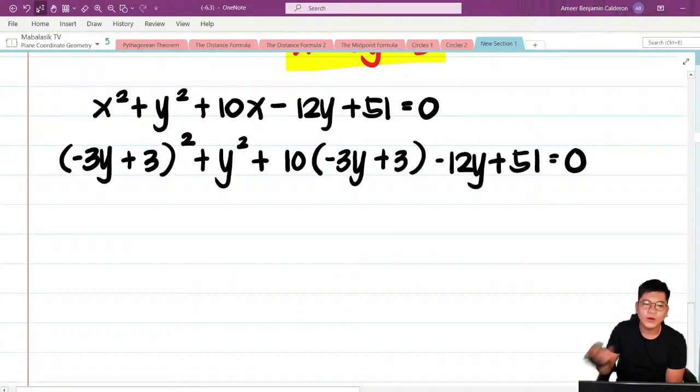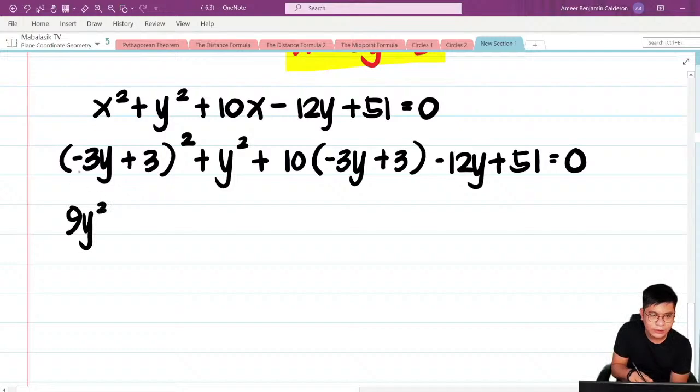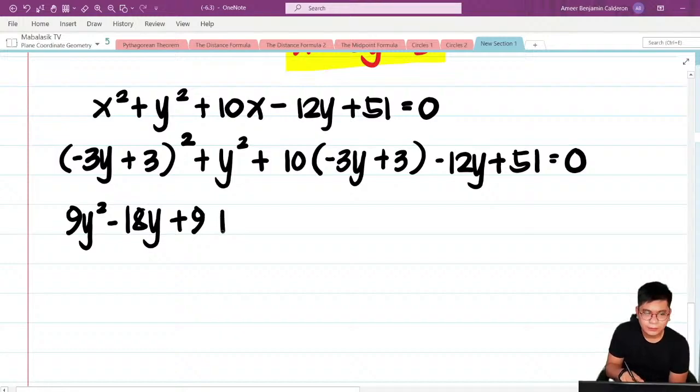As you can see, all variables are y. So we are solving for y. Okay? Expand ko na to. So I will have here 9y squared minus 3 times 3. That's minus 9. Negative 9 times 2. Negative 18. So negative 18y and then plus 9 plus y squared plus distribute.